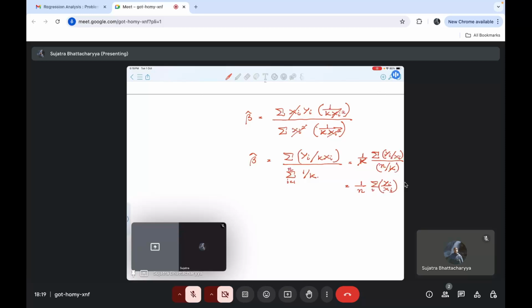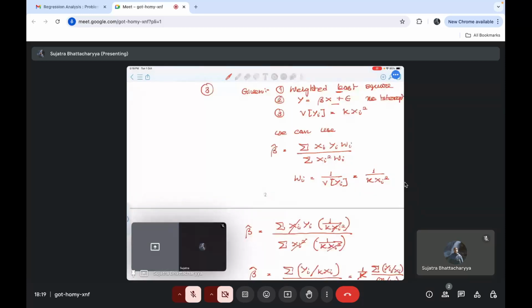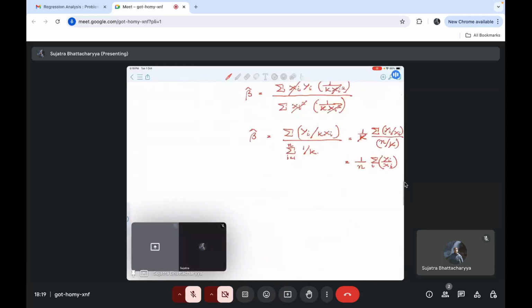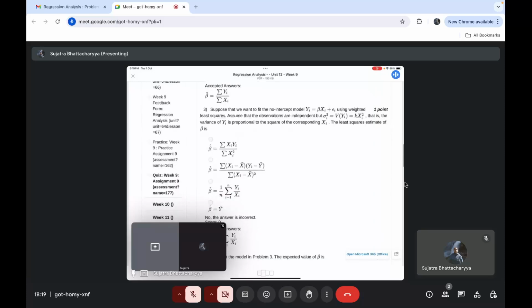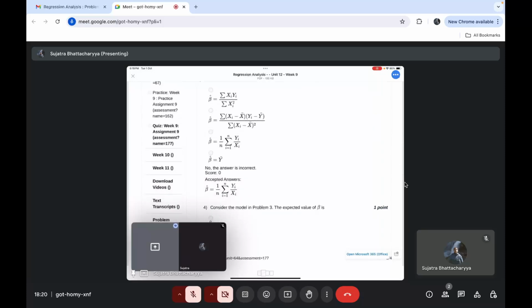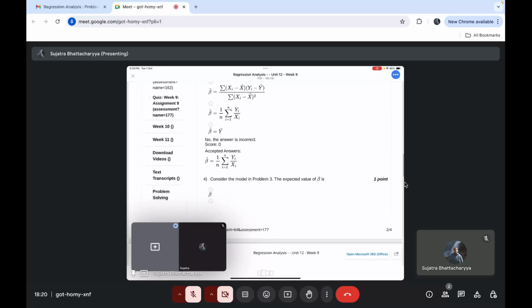The summation is in i. So this is your beta hat when you have been given that the variance of yi is proportional to the square of the corresponding x. Okay, so let's check. Third question. This is 1 by n, summation yi by xi. So we are getting what is there in the option.